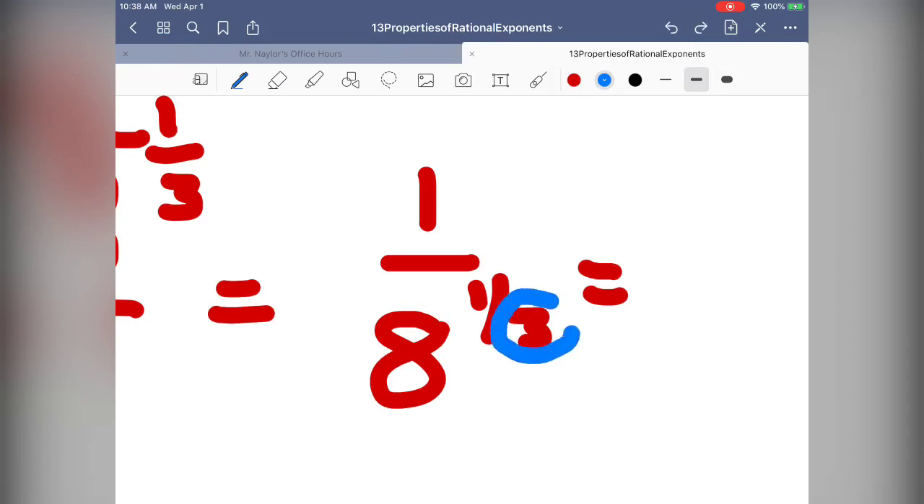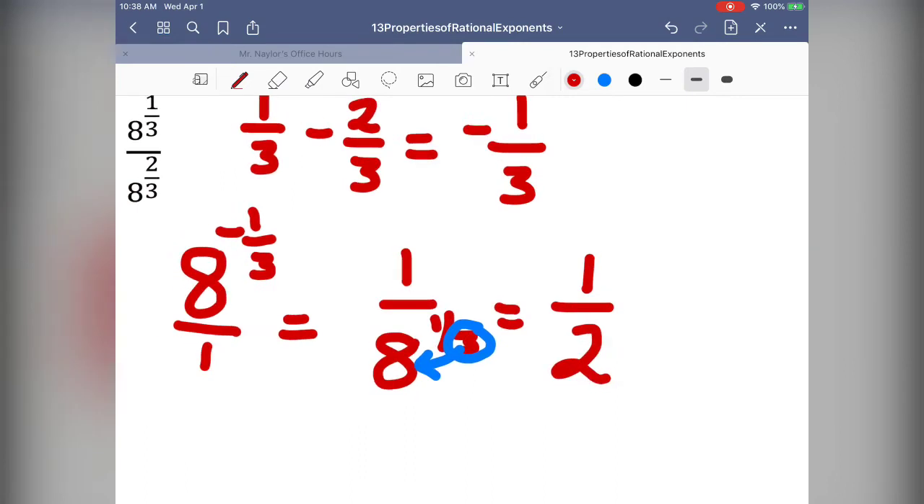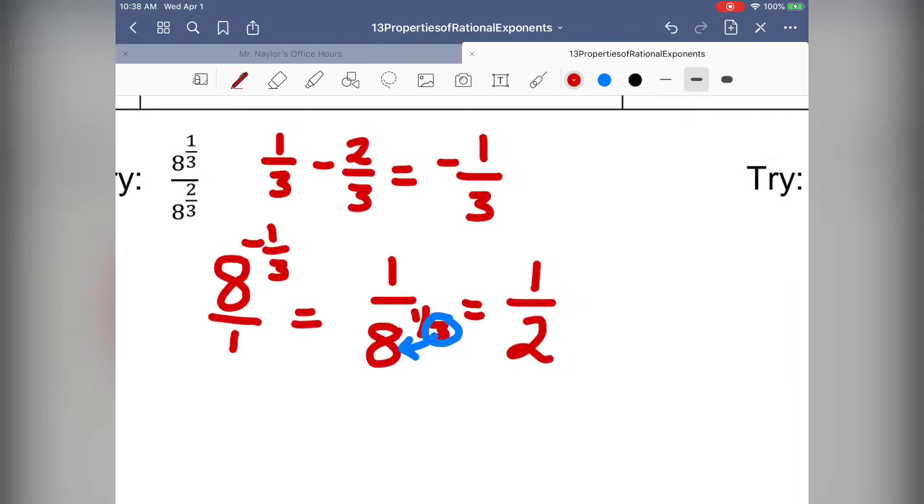Now remember, 1/3 is the same thing as the root, so that would be like finding the root of 8. Well, we've seen that many times. The third root of 8 is 2. So I end up with 1 over 2.